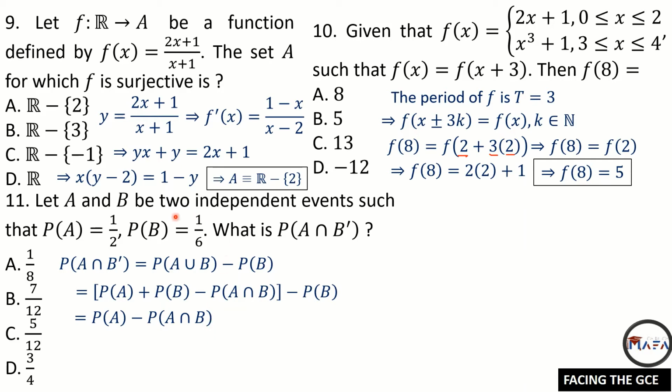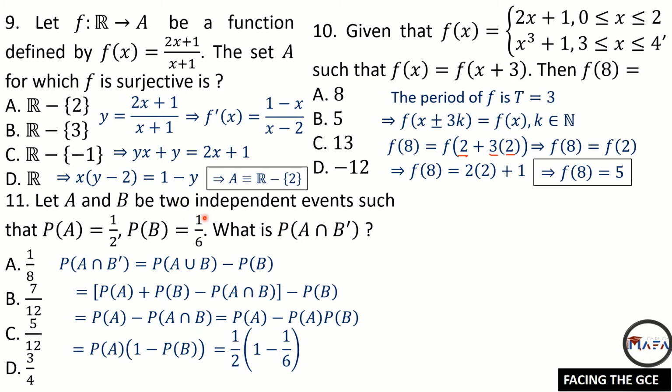But since A and B are independent events, the probability of both of the events occurring at the same time is just the product of their individual probabilities. So probability of A and B just gives us probability of A times probability of B. Now from the two terms we can factor out probability of A. We get probability of A into 1 minus probability of B. We have everything already. We have probability of A as half, we have probability of B as 1 on 6. So simplifying, we get the probability of A and not B to be 5 divided by 12. So option C is correct.